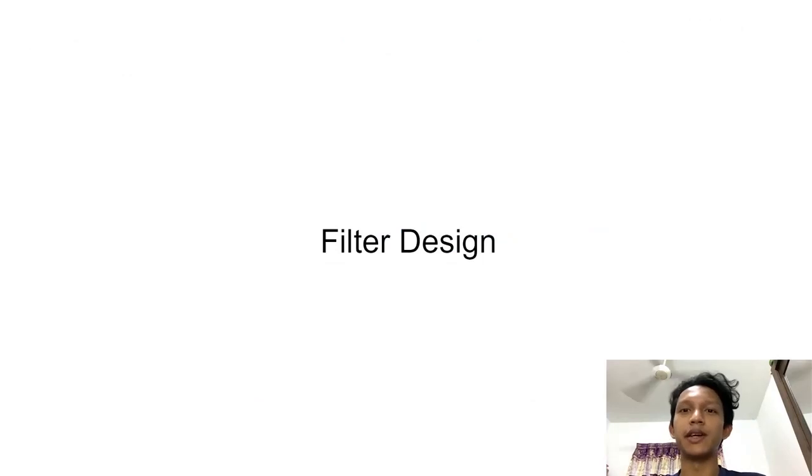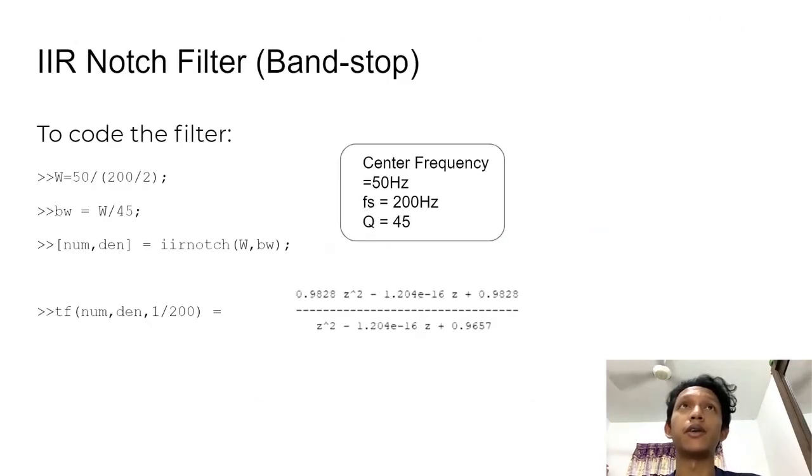Moving on to filter design. Firstly, we have the IIR notch filter, which is a bandstop filter. To remove a 50 Hz noise from a signal sampled at 200 Hz, we set the center frequency as 50 Hz. We set the Q factor of the filter to 45 and use it to specify the bandwidth. We can get the numerator and denominator coefficients of the IIR notch filter from the function, and from the coefficients, we can get the transfer function.